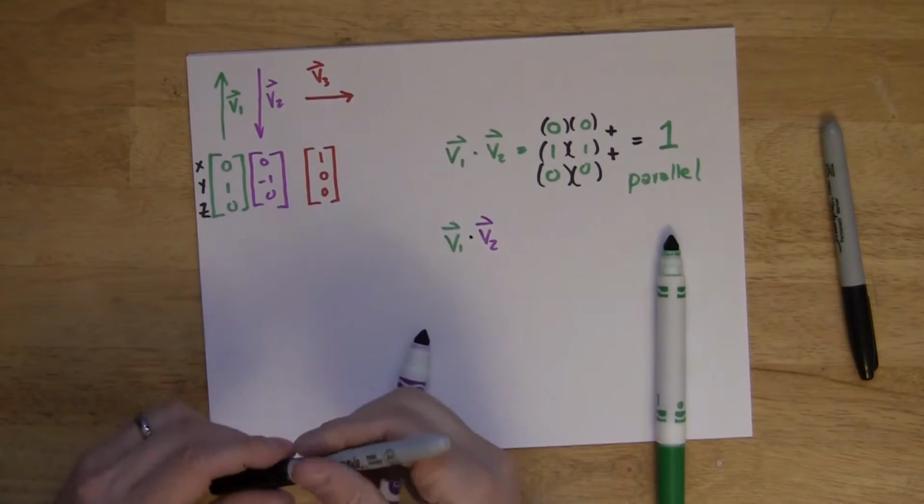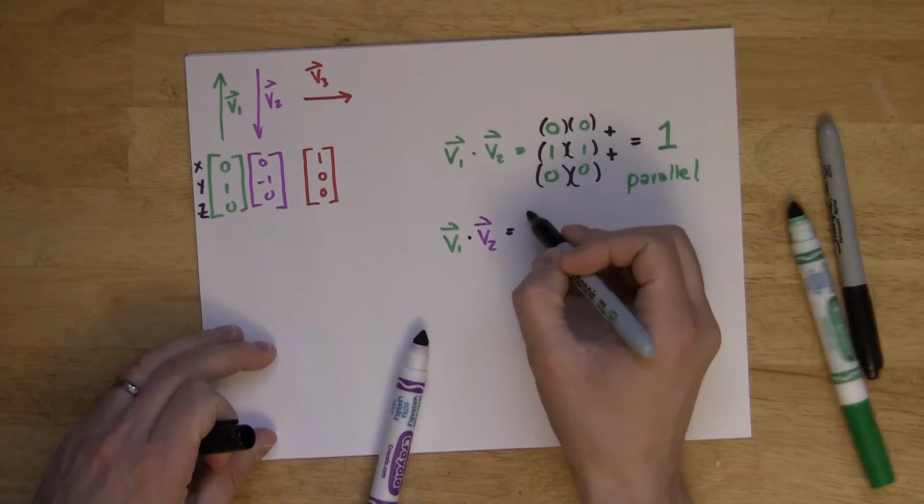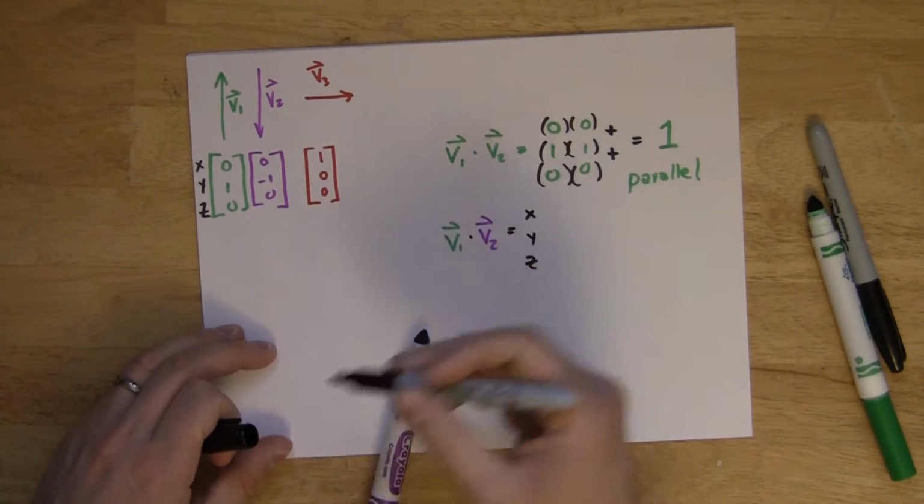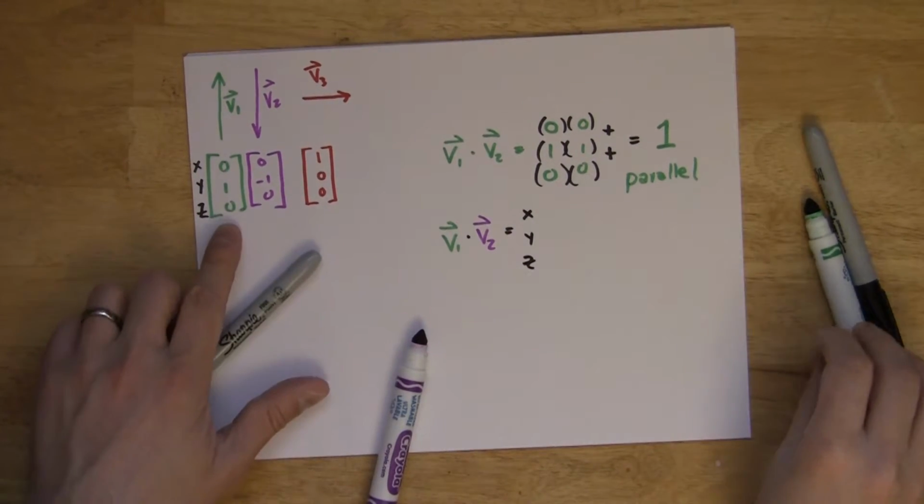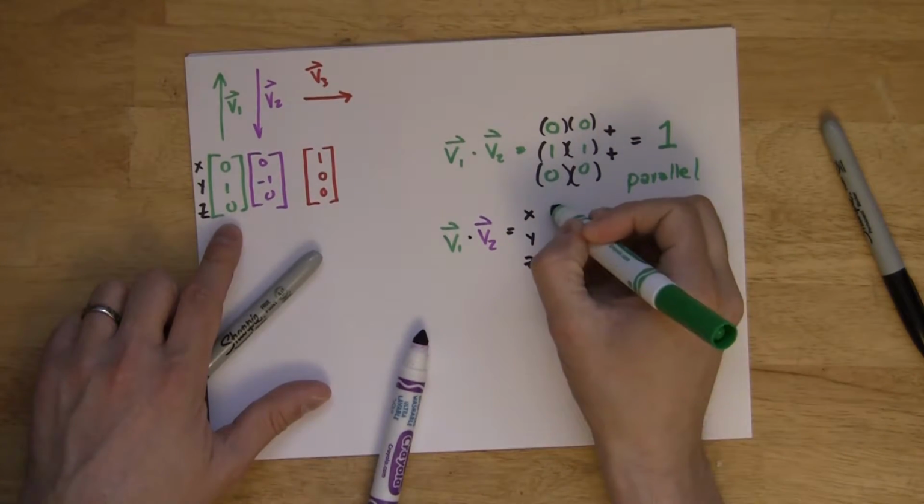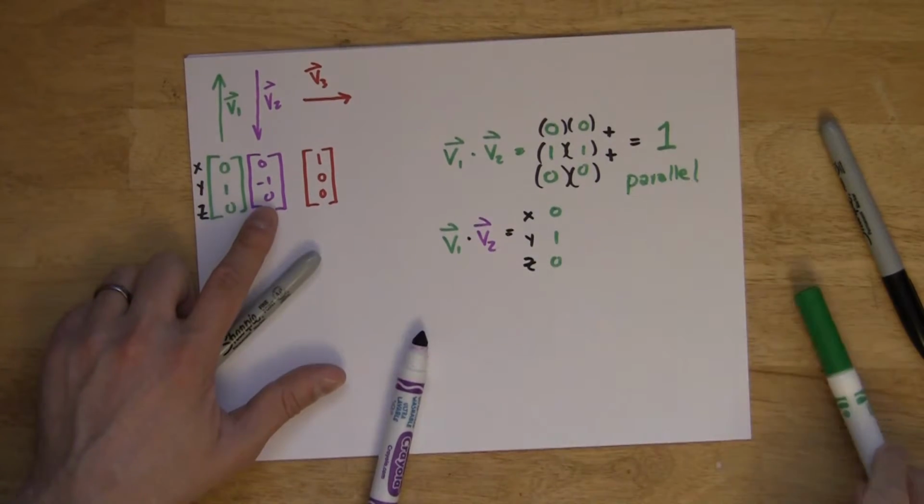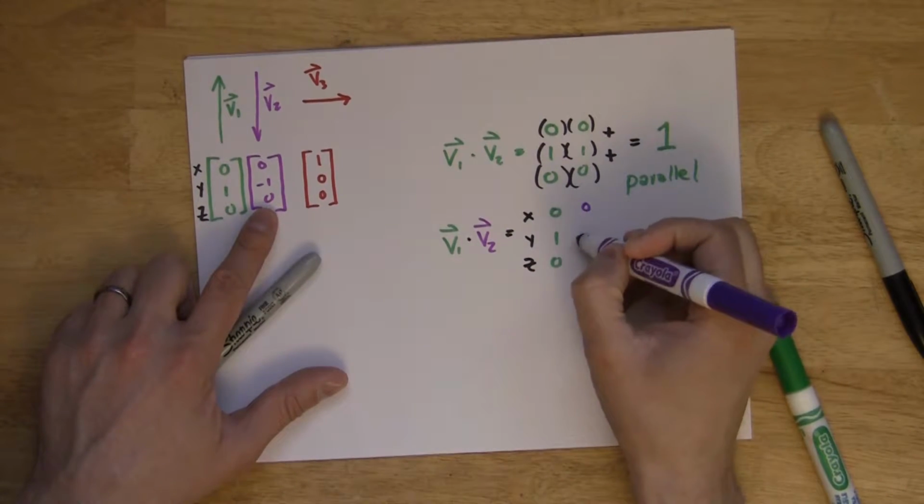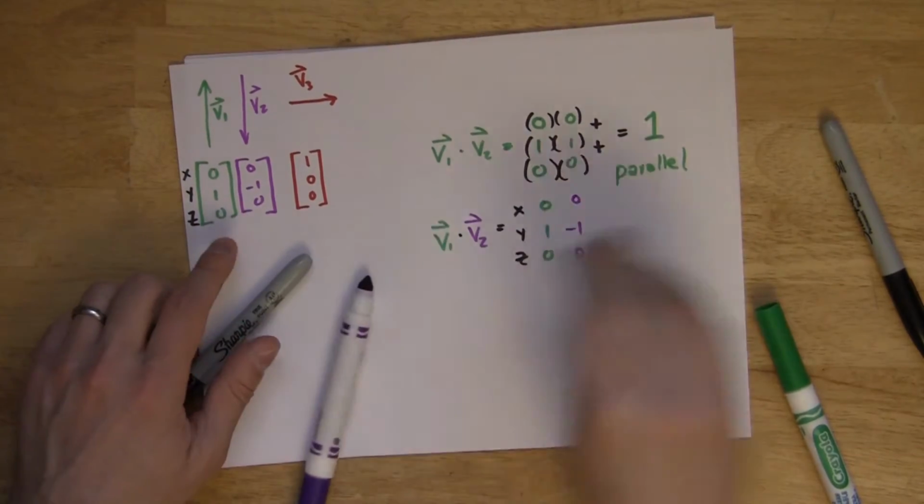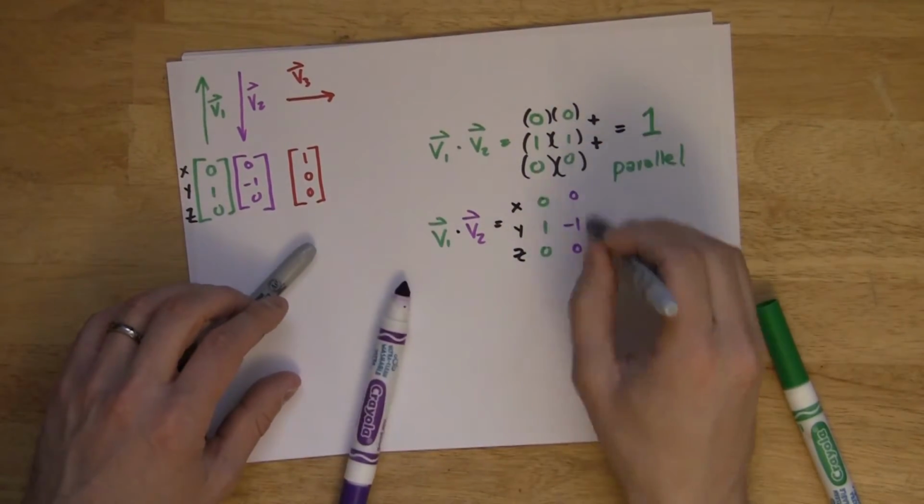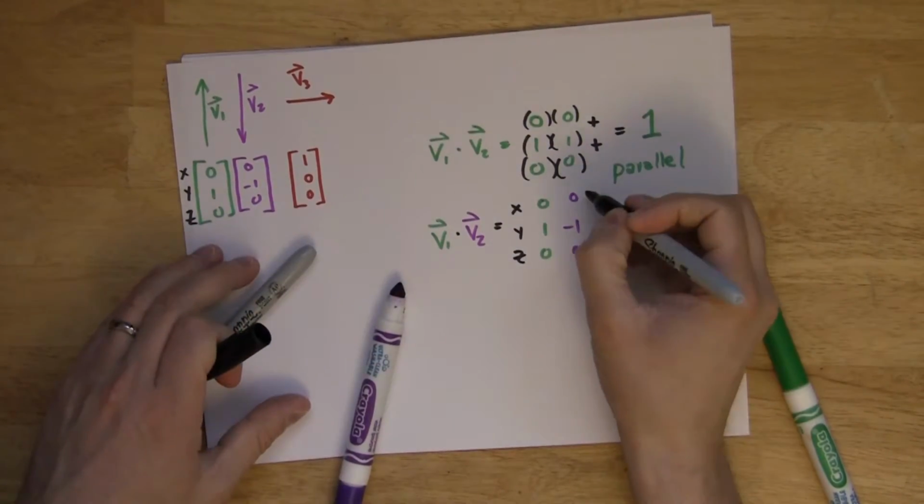All right, so what do we end up with in this case? Well, let's put our x, y, and z terms down as before. In the case of V1, it's 0, 1, 0. In the case of V2, it's 0, -1, and 0, right? Once again, we're going to multiply these together and sum them all together afterwards.